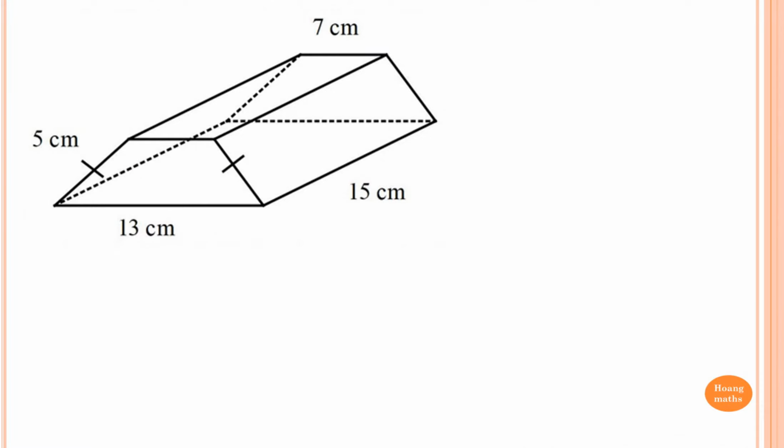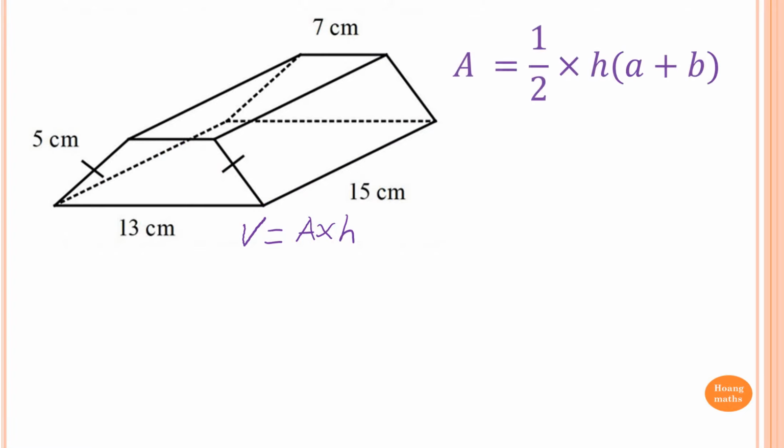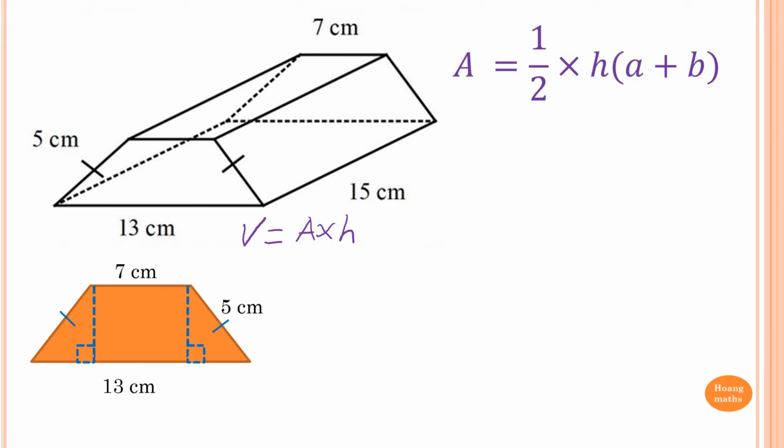So first of all, we know that volume is equal to area times perpendicular height. So what we need to do is find the area of this trapezium here, then multiply by 15 centimeters, which will give us the volume. But before we do that, of course, we need to find the area of this trapezium first. We know that the area of a trapezium is a half of h times a plus b.